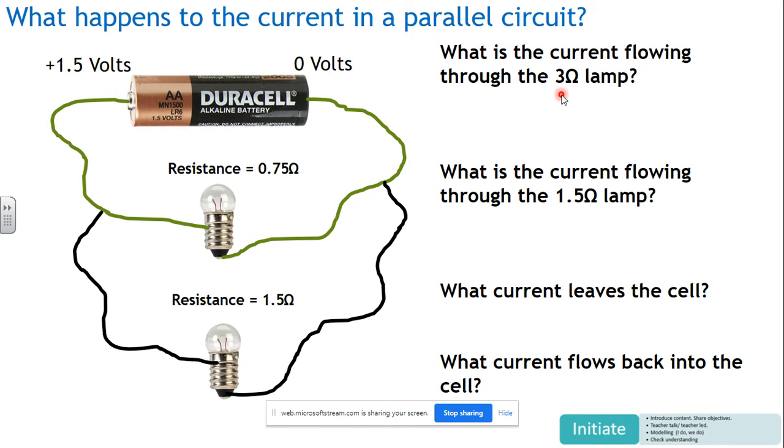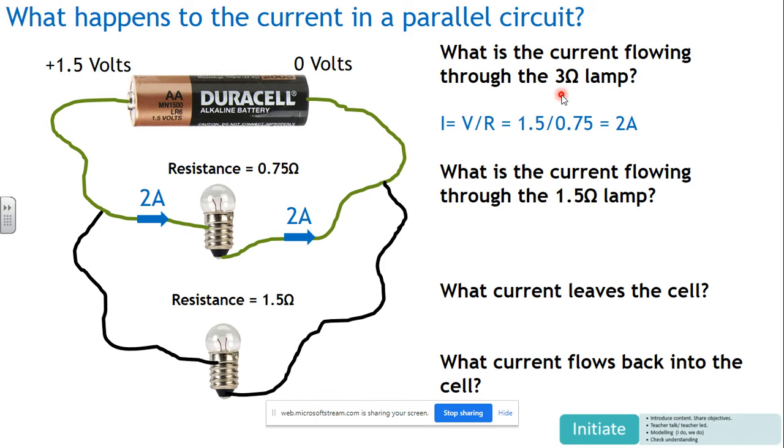I'm sure I've made a mistake there. Let's have a look. That should say 0.75 ohm lamp. Okay, I do apologize. I won't stop recording. That should say 0.75. I'll change it in the PowerPoint files.